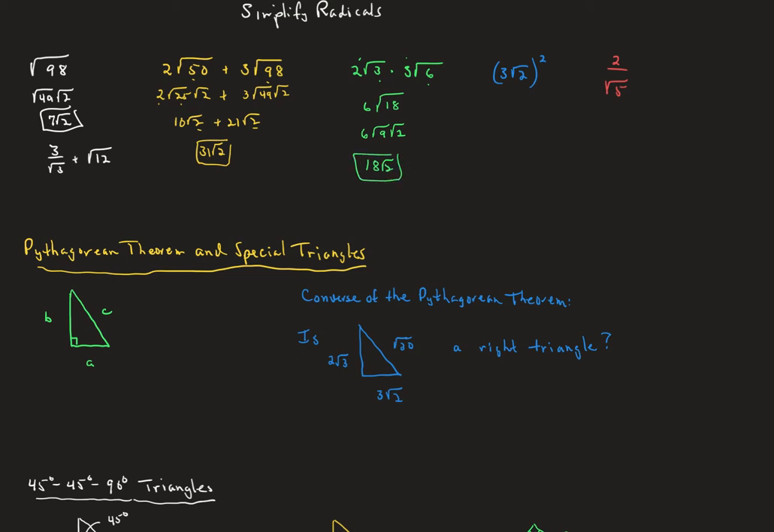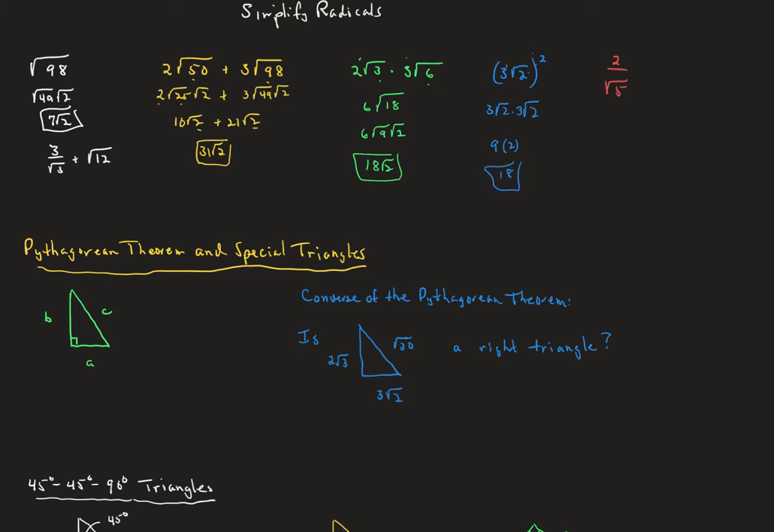The next one, to square that, means we're just going to take the 3 square root of 2 times 3 square root of 2, or you can think of it as squaring the 3 and getting 9, and squaring the square root of 2, which is just 2, and we get 18.